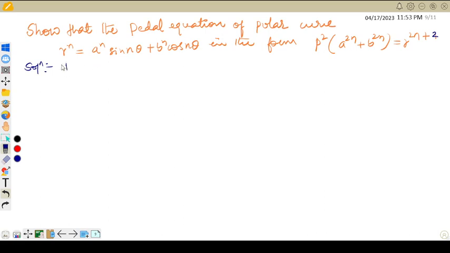Students, first, as usual, while finding the pedal equation or the angle between two polar curves, we are going to take logarithm on both sides. Take log on both sides. So what is the working procedure to find out the pedal equation, students?